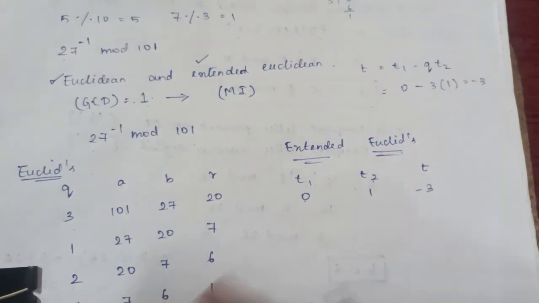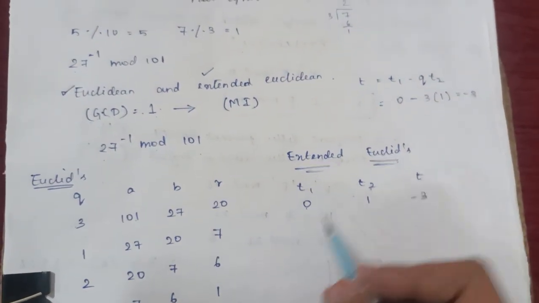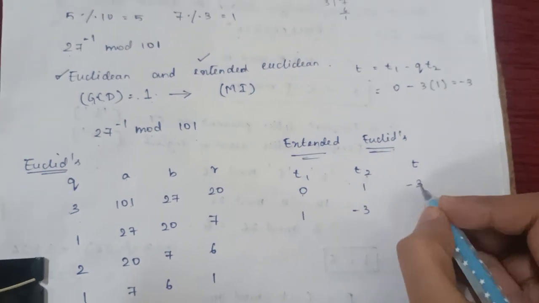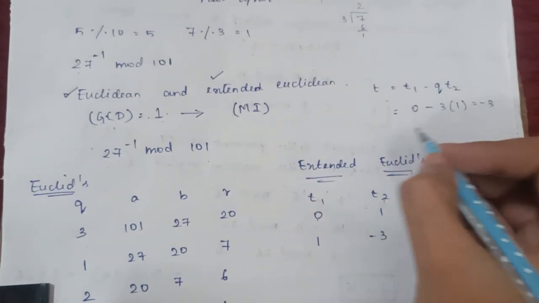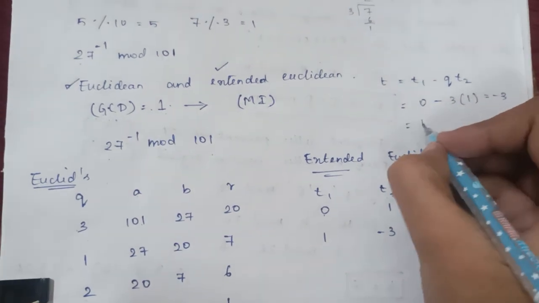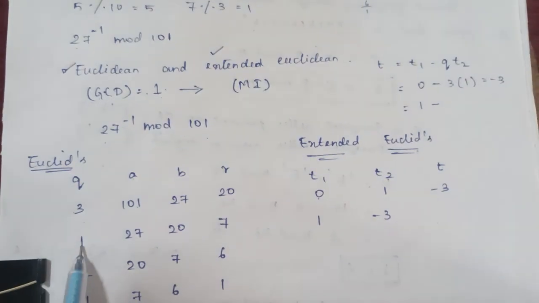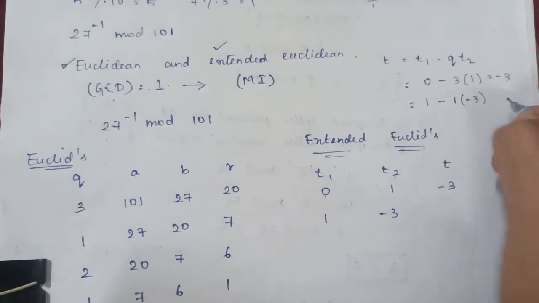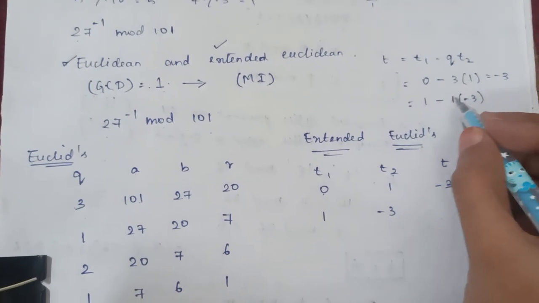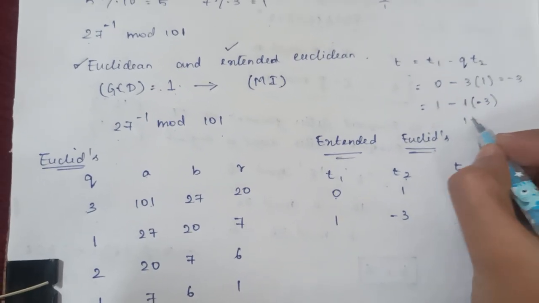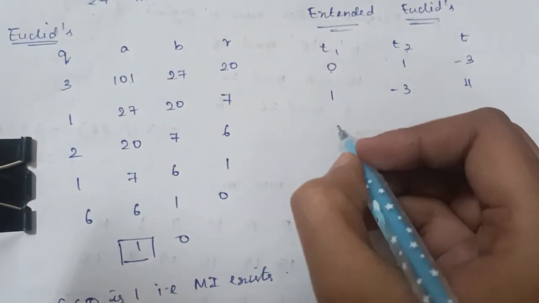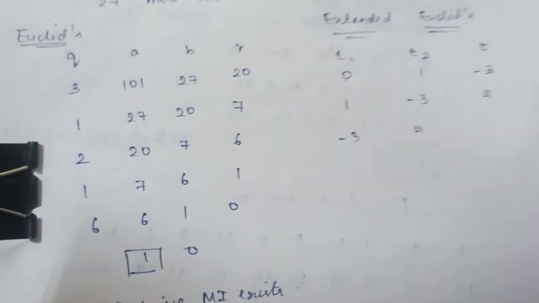That's all. And now we'll be shifting it. So t1 will hold the value of t2. So 1 comes here, minus 3 goes here. And then we'll be calculating the new t value. So here, what is t1? T1 is 1. Minus, what is q? Q is 1. What is t2? T2 is minus 3. So 1 minus 1 into minus 3. This becomes 1 plus 3. That is 4. And now we can shift it: minus 3, 4.